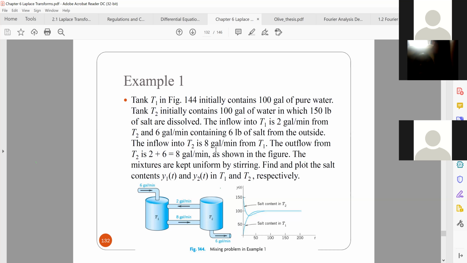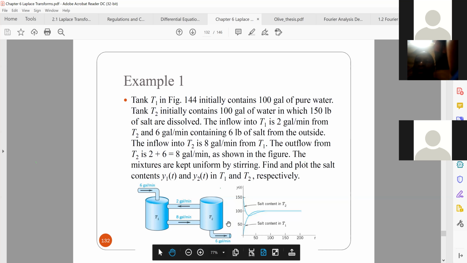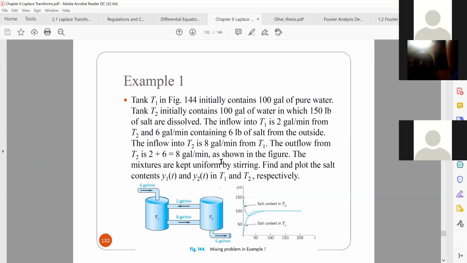So this is coming from the outside and this is coming from tank T2. The inflow into T2 is 8 gallons per minute from T1. The outflow from T2 is 2 plus 6, so you have these 2 coming out and this 6 coming out, as shown in the figure. The mixtures are kept uniform by stirring. So find and plot the salt content. I'm not very interested in these plots. I just want you to solve these equations, which we are going to look at down here.